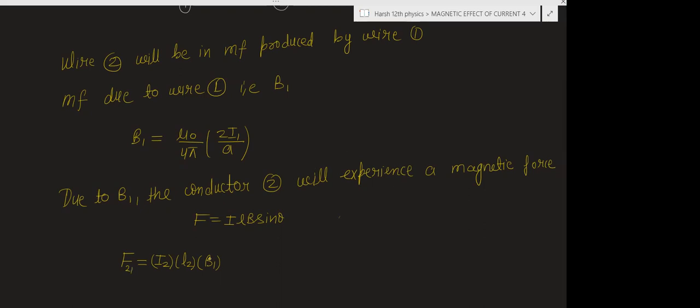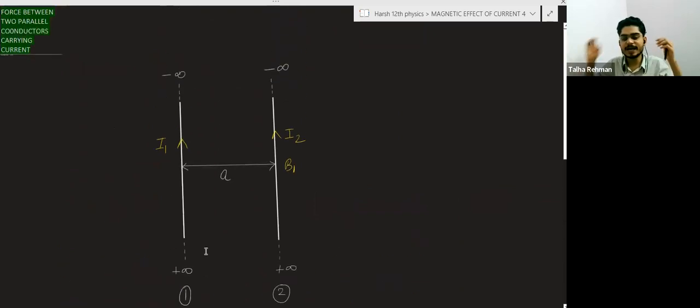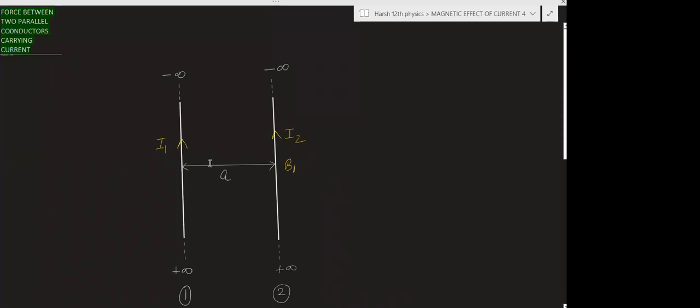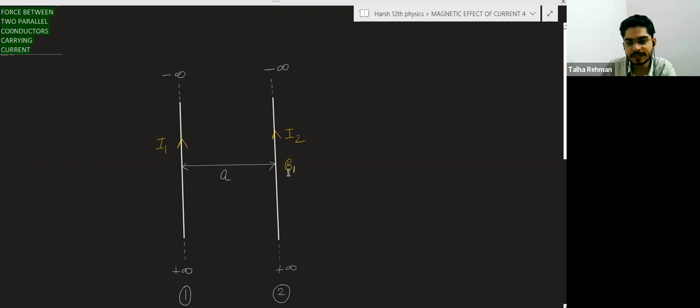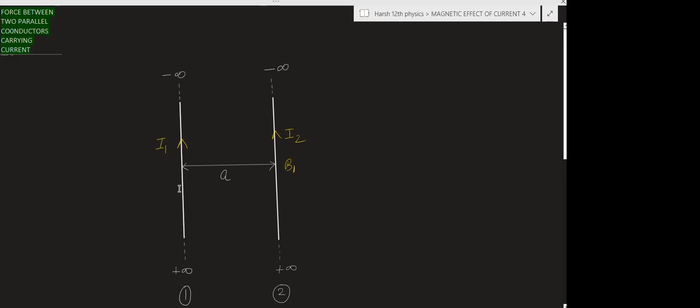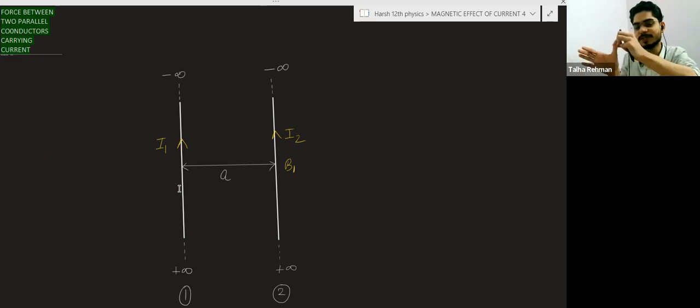Now, how will we calculate the sine theta? See, theta is the angle between the length of the wire and the magnetic field. So see here, we have to find the direction of this magnetic field. You will apply the right hand rule and point your thumb in the direction of the current for wire number 1.